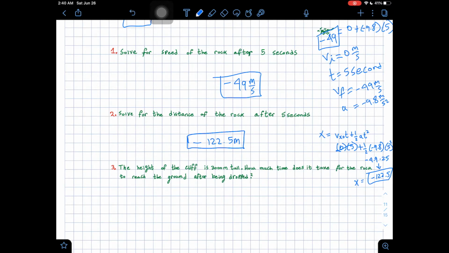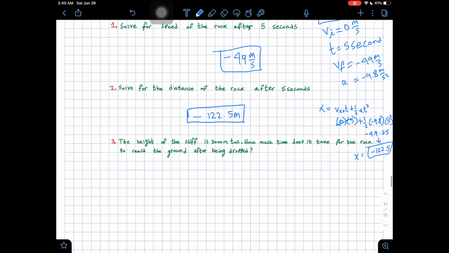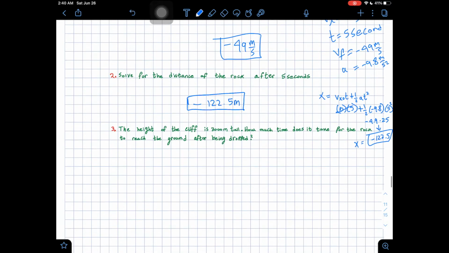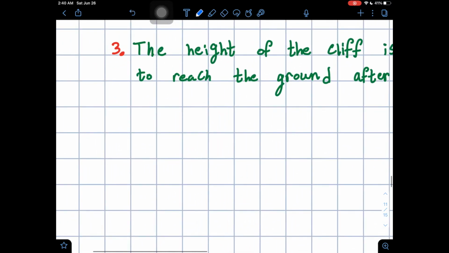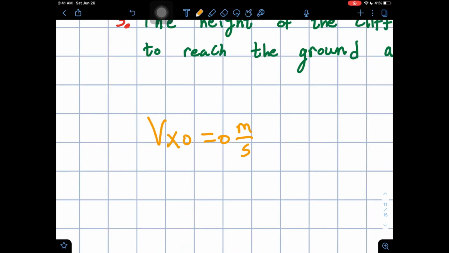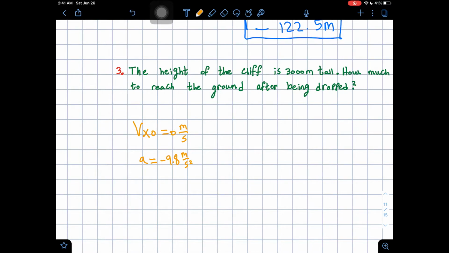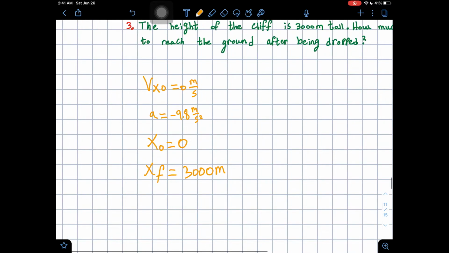And now number 3 tells us that the height of the cliff is 3,000 meters tall. How much time does it take for the rock to reach the ground after being dropped? So here we're going to set up the same thing again. We already know that the initial velocity is 0 meters per second, and we know this because it said at the beginning that it was dropped from rest. Now, we know the acceleration to be negative 9.8 meters per second squared. We also know that the height of the cliff is equal to 0, and we know that x final is going to be 3,000 meters away. So now we're trying to find the time.